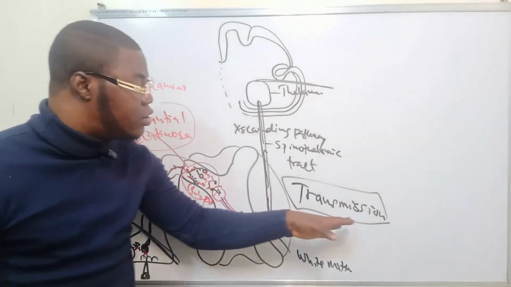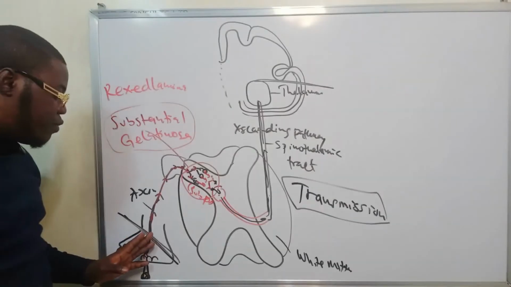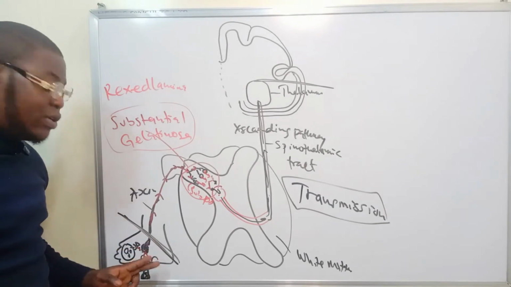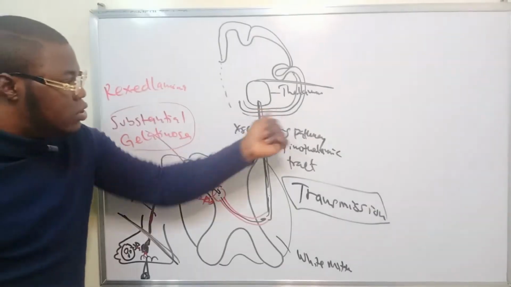Now, how do you define transmission? You can just say transmission is the conduction of the pain impulse from the first order neuron in the receptor to the thalamus.